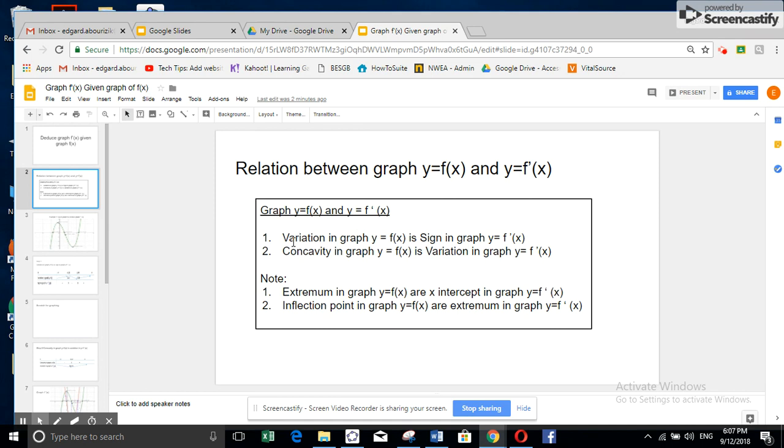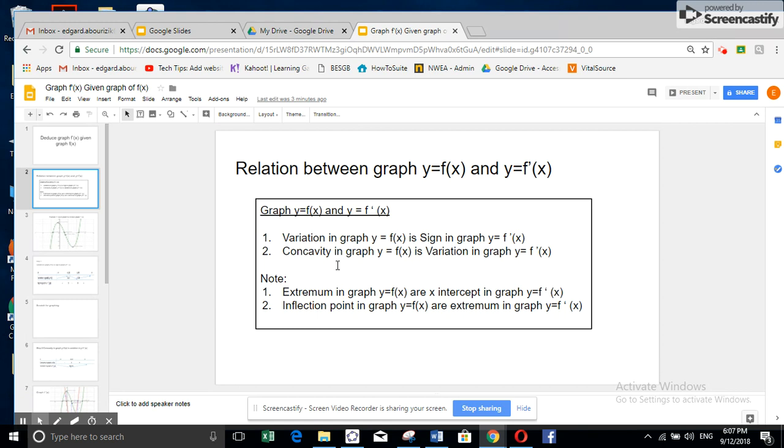The relation is, in the graph of y equal f of x, you take the variation, you draw the table of variation, and you translate it into a table of sign in the graph of the derivative. Then, when you finish, you do the concavity, the table of concavity in the graph of y equal f of x, and you translate it into variation in y equal f prime of x.